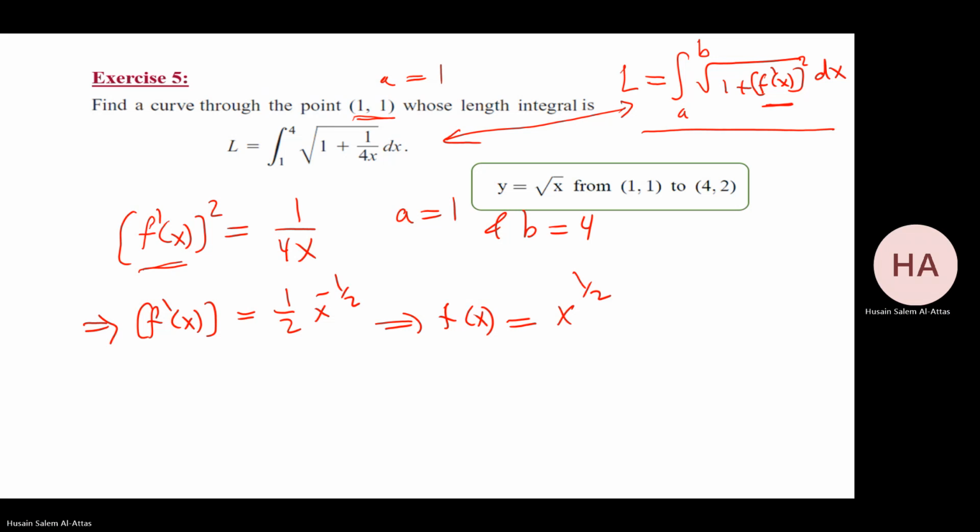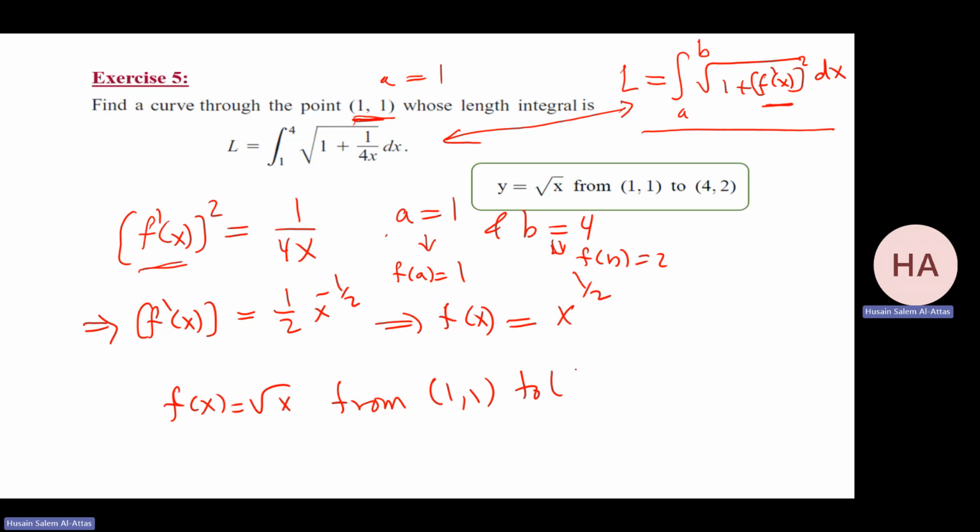Okay. That's the function. So my function will be the square root of x, from where to where? From the point 1, 1. I know at A equal 1, f of A will be 1. What will f of B be? It will be 2. From the point 1, 1 to 4, 2. So I needed to do the problem backward.